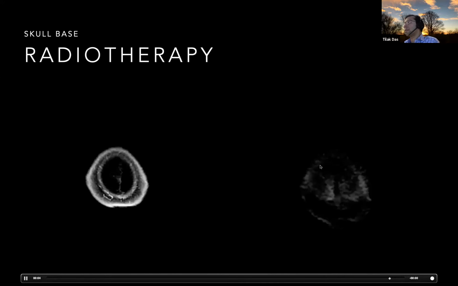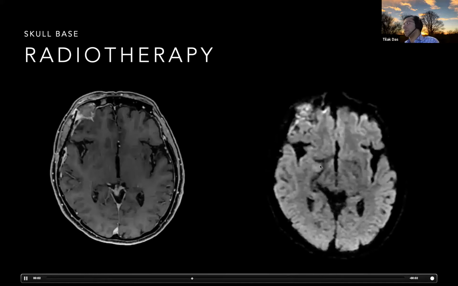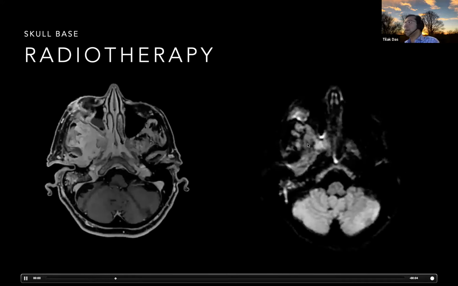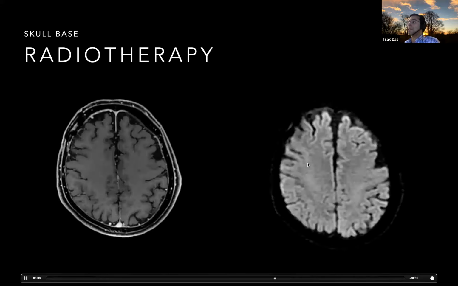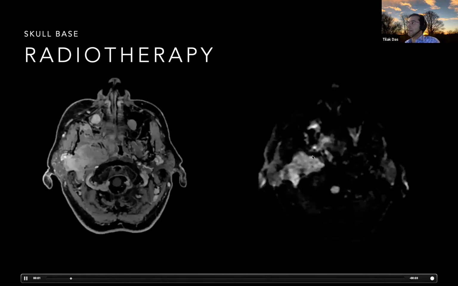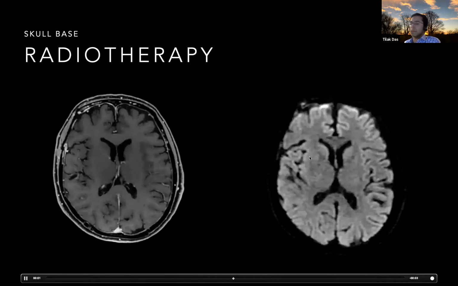And correlating these two together, or a fat suppressed FLAIR, are quite good ways of looking at the detail of these tumors. So that's my tip for you. Don't forget to look at the DWI.